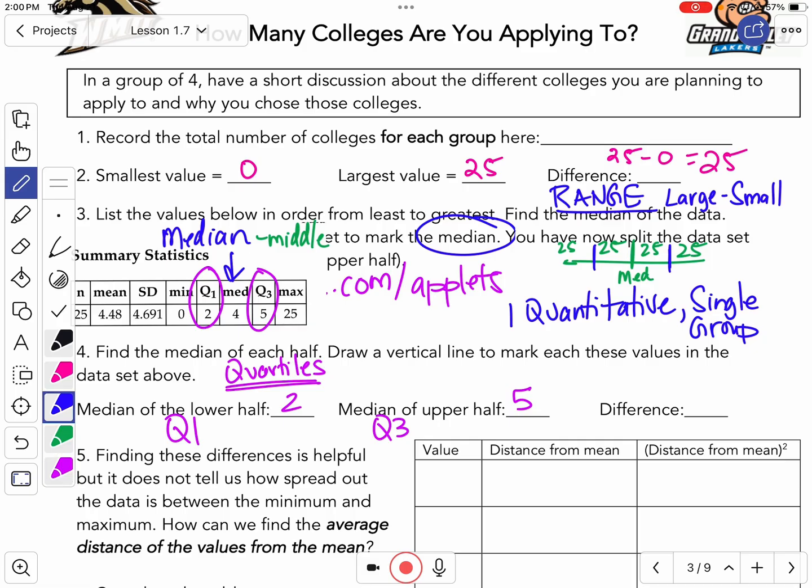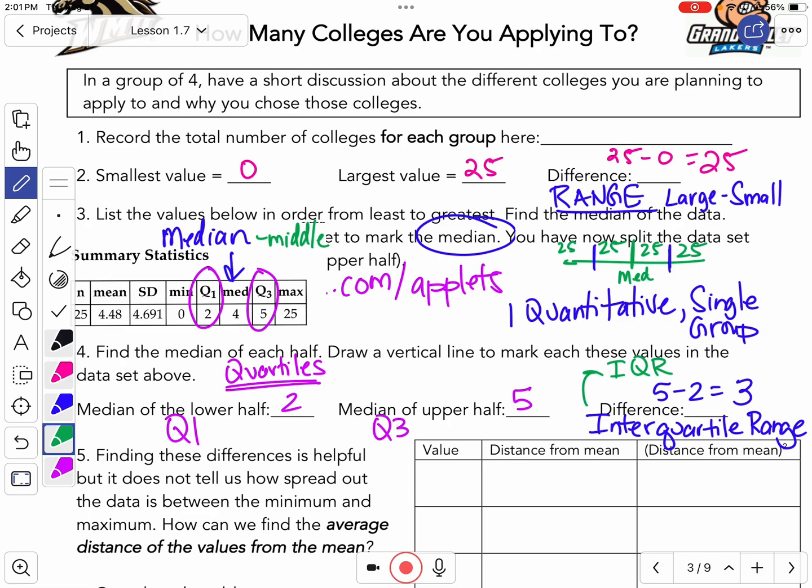If I do the difference between my two quartiles, so 5 minus 2, what does that give me? 3. This is a measure known as the interquartile range, okay? So it's not the big range. It's the range between the quartiles, and that's a value we're going to use, okay? So that we won't use it today, but we'll use it tomorrow. It's called the interquartile range. You'll hear me abbreviate it as IQR, okay? So interquartile range.